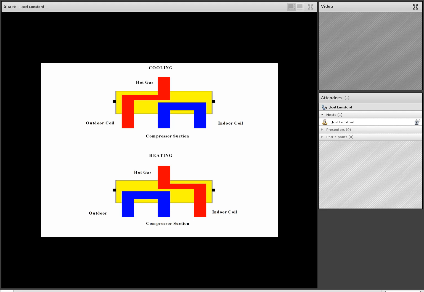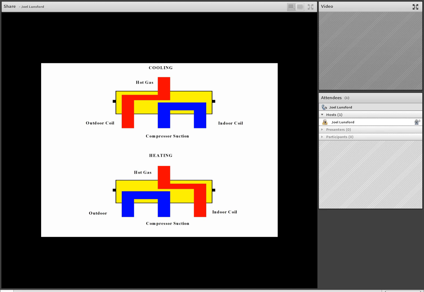Now this is a very, very important concept. All the reversing valve is doing is diverting hot gas to the indoor coil in the heating mode and hot gas to the outdoor coil in the cooling mode. In addition, you'll notice that the compressor suction line will always remain the same. It'll be in the middle.